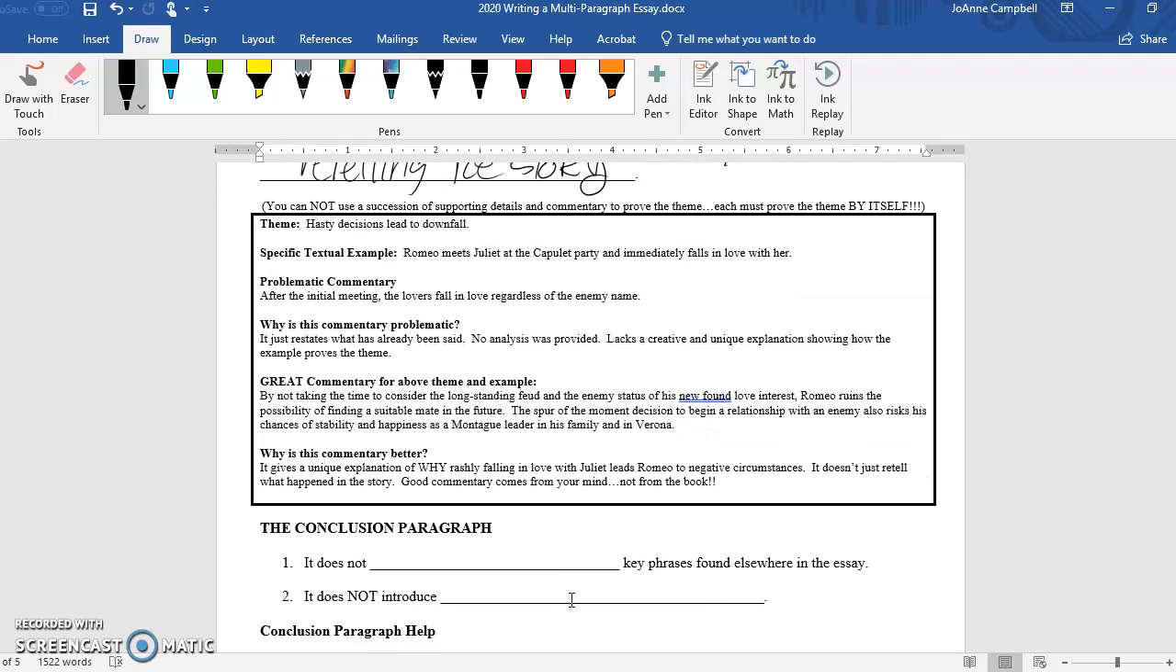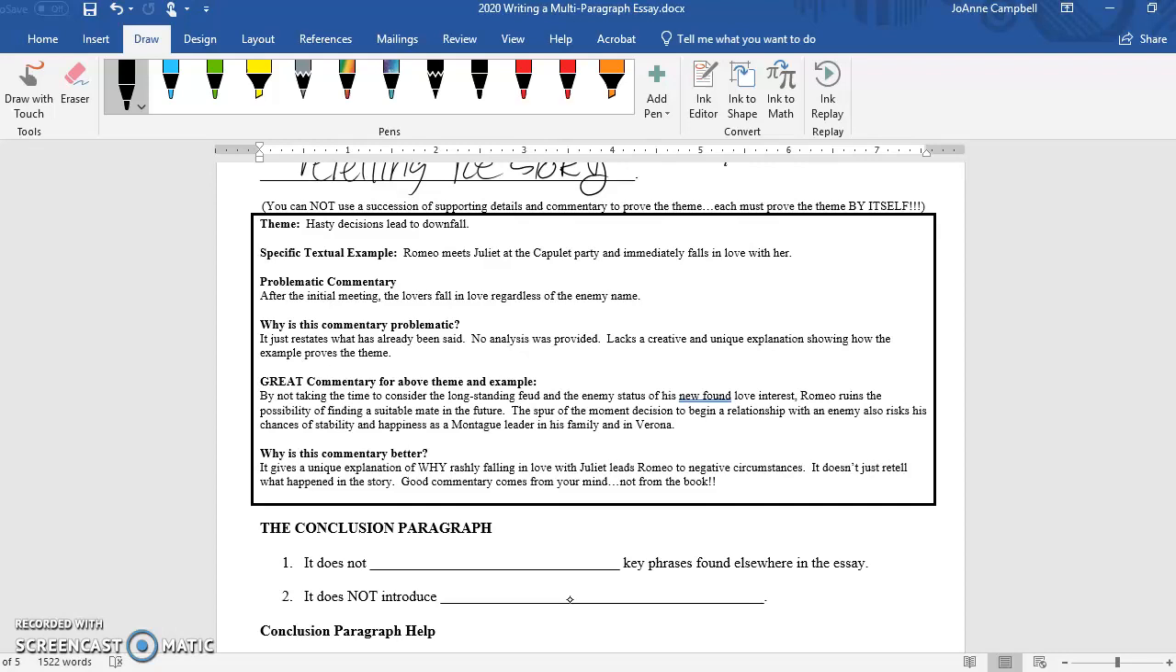But here is an example of a theme, and this was actually from Romeo and Juliet, so it kind of gives you an idea. This person is proving that hasty decisions lead to downfall. And it's a great theme. Don't feel afraid just because I said that's my theme. You can use it if you want to. So if you like that theme, go for it. Just don't use the same examples I used. So acting quickly without thinking leads to bad consequences is the theme.